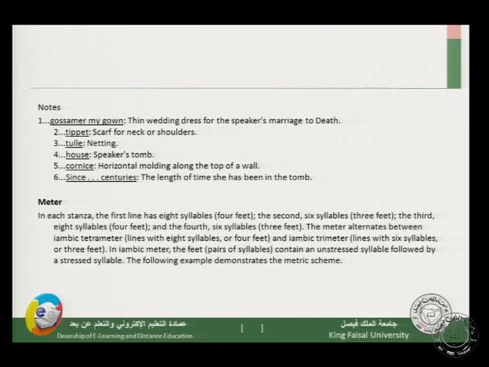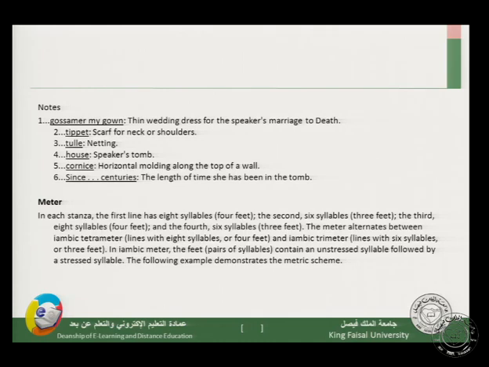And as said before in the beginning, this is the most common type of meter in poetry. This is also very common, and could be the only meter used in Shakespeare's sonnets: iambic pentameter, five feet.